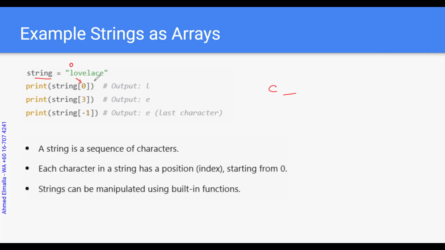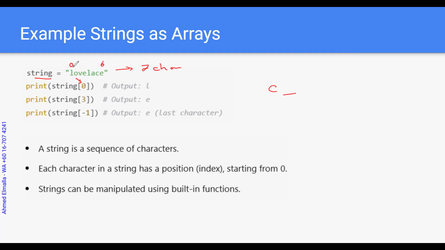8. Oh, sorry, 7. Okay, so 7. So we start from 0 until 6, or from 0 until 7? 0 until 7. So it is true that this is 7 characters, but we start counting from 0.